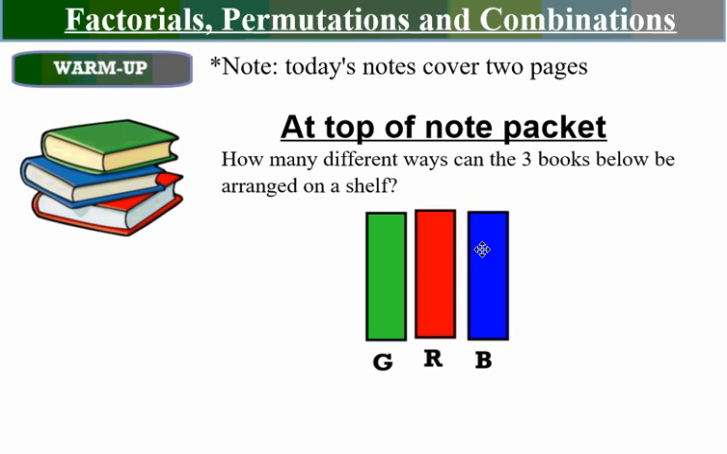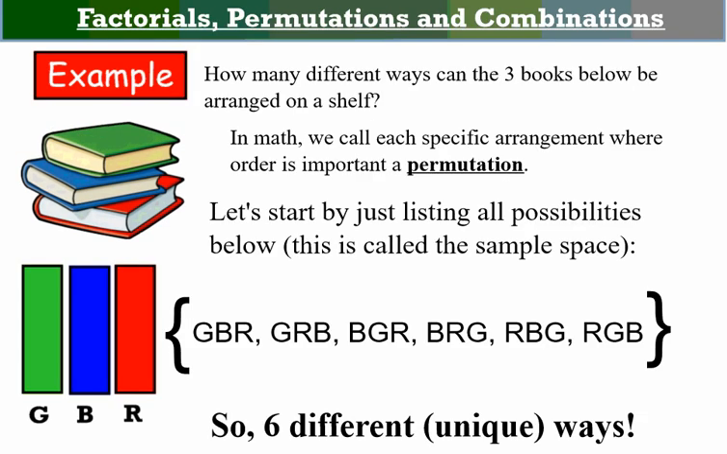So take a second, maybe try it for yourself. Otherwise, I'm going to continue. You can pause the video if you want to see how you did. But if you think about it, there are going to be 6 ways that I can rearrange those books. Each arrangement where order is important is called a permutation. So a permutation is a specific arrangement where order is important.